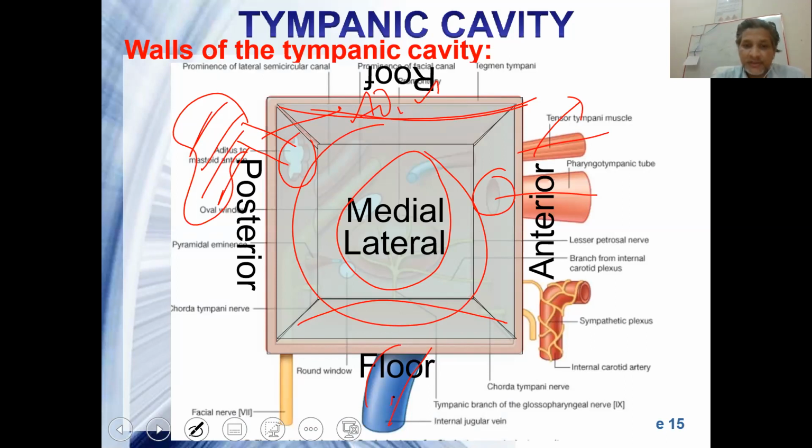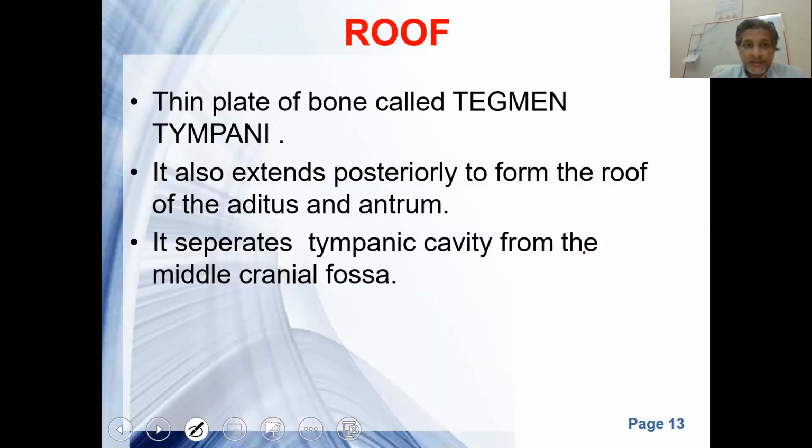Deep to this jugular bulb, or internal jugular vein dilation part, we have got, deep to it, the carotid artery. This will be the petrous carotid artery, which is in continuation of the paraclival carotid artery. So next, the roof is also called the tegmen tympani.